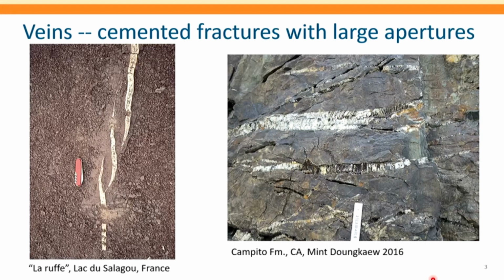And on the left side, it's a place in southern France. It's calcite cement. On the right side, it is actually Min's field area in the White Mountains in California, and it's a quartz cement. And not only are they cemented, they also have those really wide, large apertures. And that is something I will dwell on over and over again in this presentation, because, let me say this right here now.